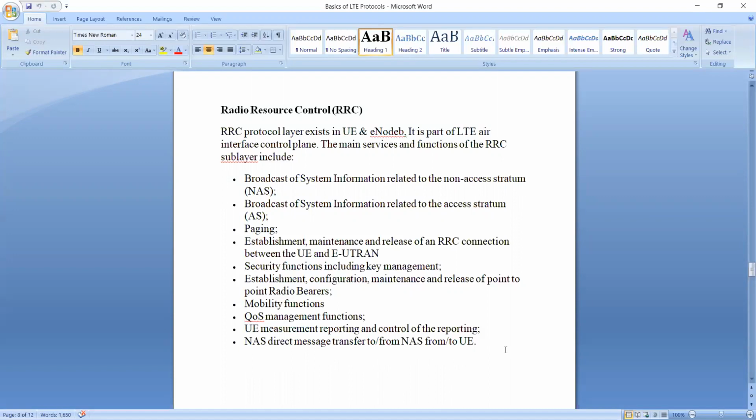Sir, can you repeat what is NAS layer? NAS layer, it's a non-access stratum. We will discuss next what that is.